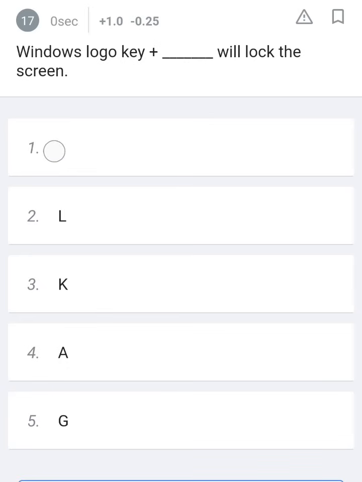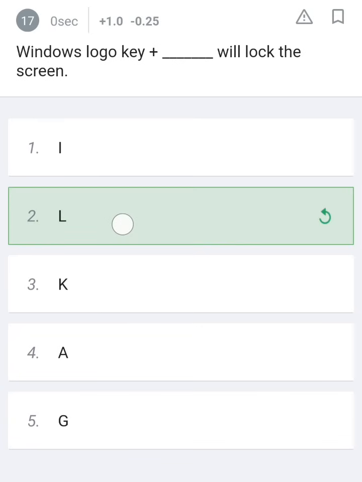So the Windows key is the triangle-square logo with four small squares. If you press the key combination, the screen will lock. So the answer is L. If you press Windows plus L, you'll get the lock screen.